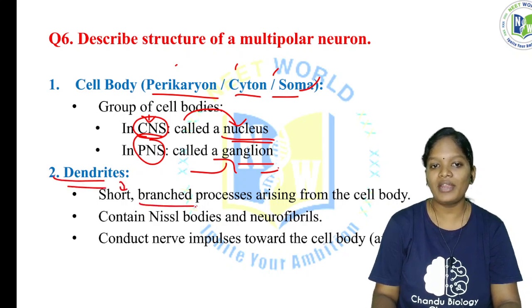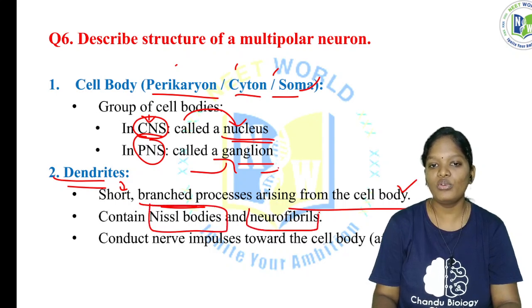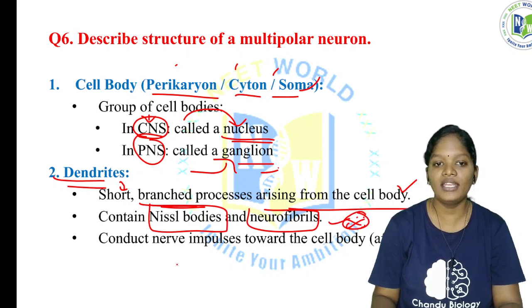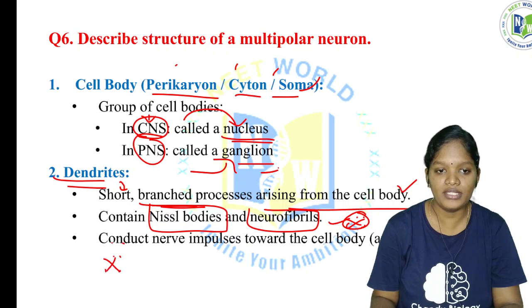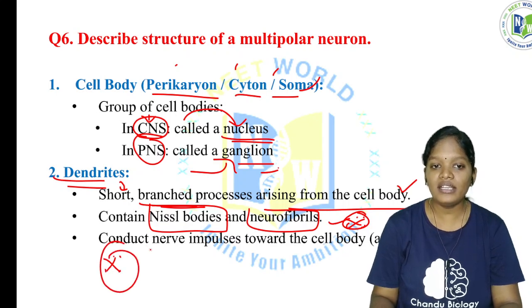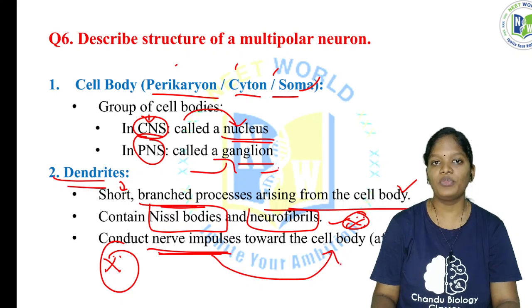Dendrites are short branched processes arising from the cell body. They also contain Nissl's granules as well as neurofibrils. This is very important, and another important point is this: dendrites conduct the nerve impulse towards the cell body, which is the afferent process.